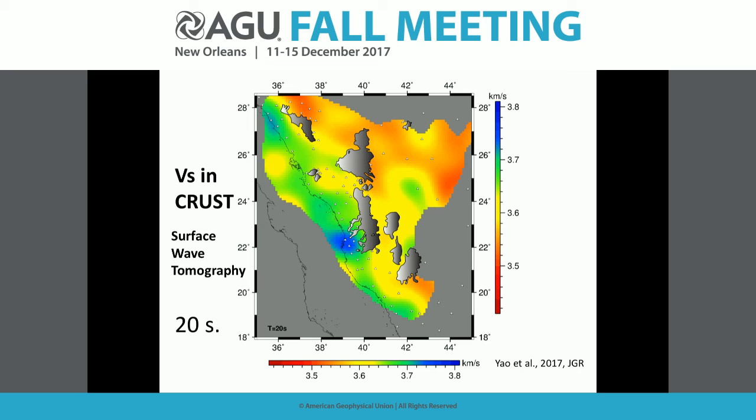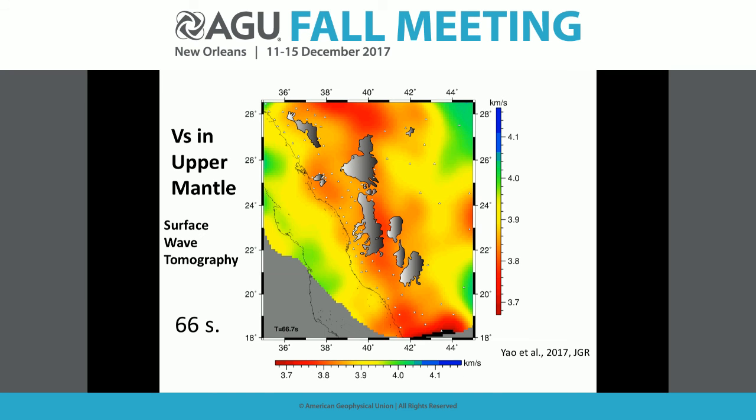The melt seems to be coming pretty much right out of the mantle, passing through the crust without a lot of alteration. And we get even the highest velocities, some of the highest velocities that we measure are along the Red Sea coast. In contrast, when we look at 66-second surface waves, now we're looking down at a depth of about 100 kilometers, we do see a very strong correlation with the volcanic centers. So this is the well-known low velocity zone that underlies western Saudi Arabia.